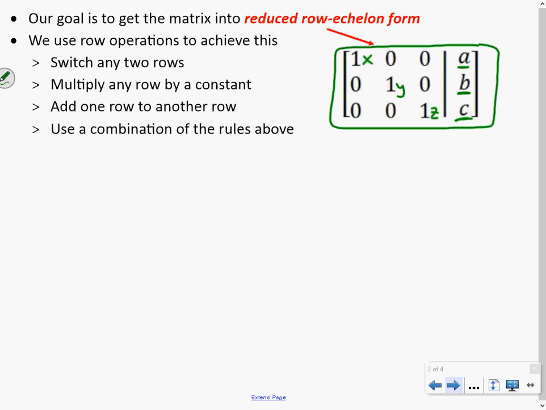And keep in mind, that would be if we have a 3-variable system. Okay, we're going to be working with 2-variable systems, so for us, this reduced row echelon form is only going to have 2 rows because we only have x and y. So it's going to look like this for us.